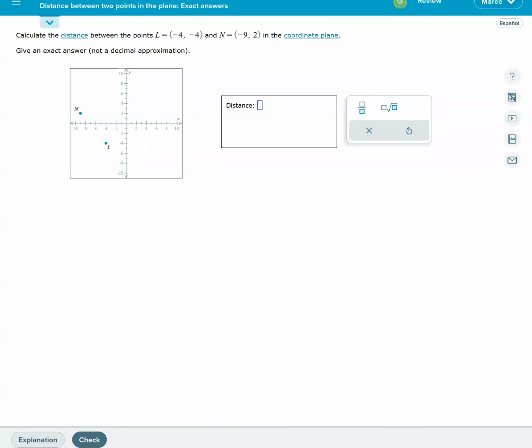So I'm going to take a little bit of time to explain how to do this first one, and then I'll show you maybe a little bit quicker way to do it on the ones that come after.